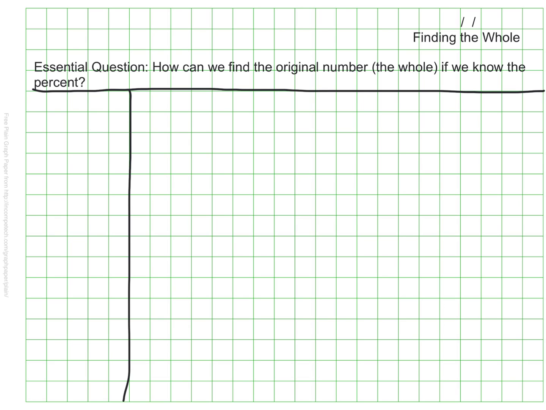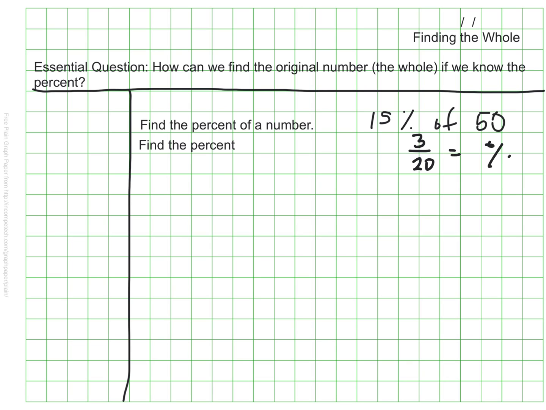This is the trickiest part of our percent work that we'll do this year for most students. So far we've learned how to do work like finding the percent of a number. For example, we learned how to find 15% of 50. We've also been able to find the percent. For example, we've been able to figure out what percent 3 out of 20 would be. So those are things we've done already.